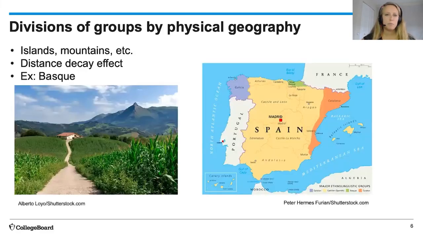An example of this would be the Basque people. So they are a unique ethnic group that has been kind of isolated in the mountains in the north of Spain. It's the green area on the map. And because of that, they have their own language, they have their own culture, and that kind of pushes them to want their own country or at least more autonomy because they've been divided by physical geography for so long.